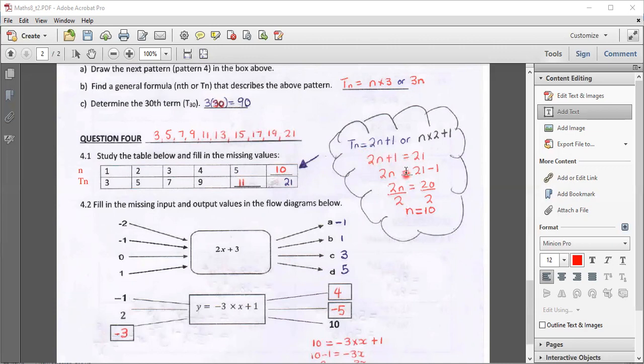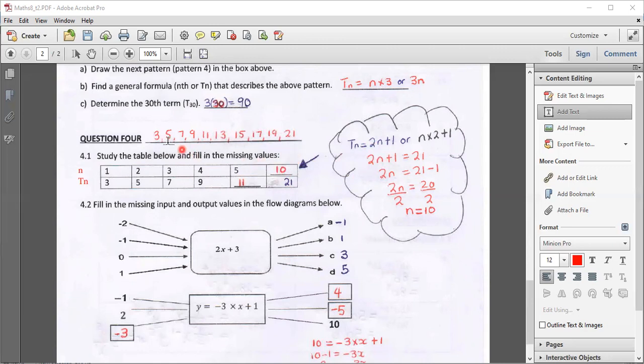Or you can solve for it. If 2n plus 1 is equal to 21, then 2n is actually 21 minus 1. Because you have plus 1 here, when we take it to the other side, it's minus 1. So your 2n is 20, and you divide both sides by 2, so n is 10. Or you can just think about it: 2 times what plus 1 will give you 21? It's 2 times 10. So therefore n is 10.